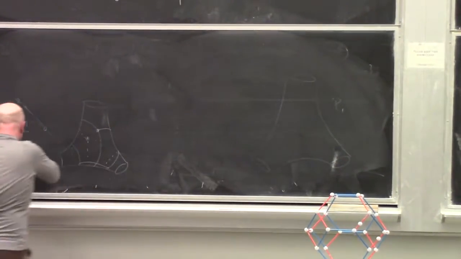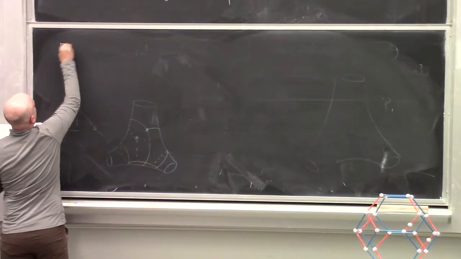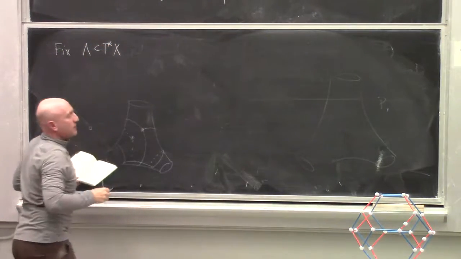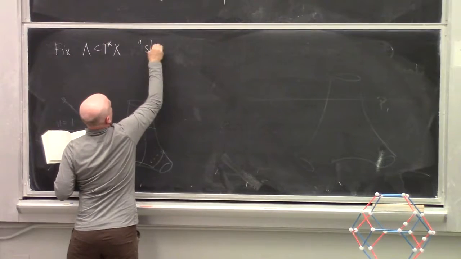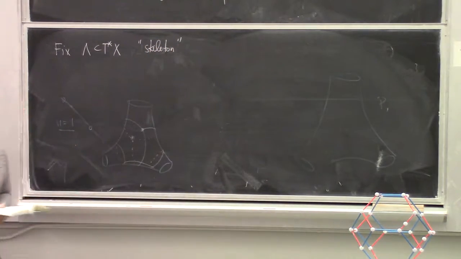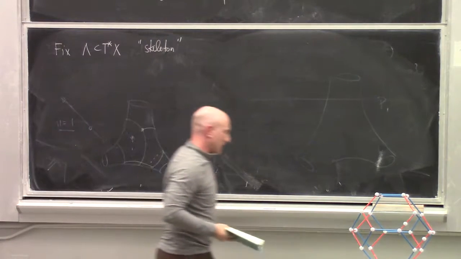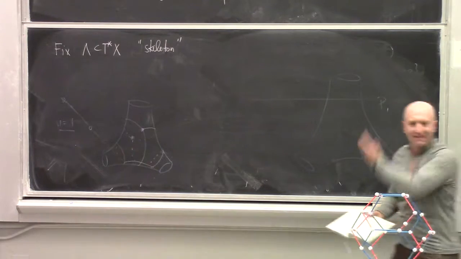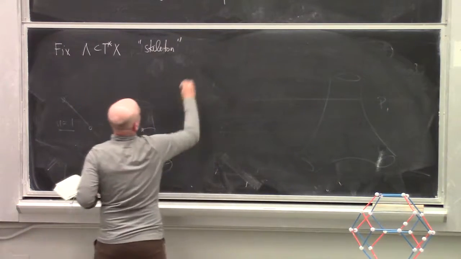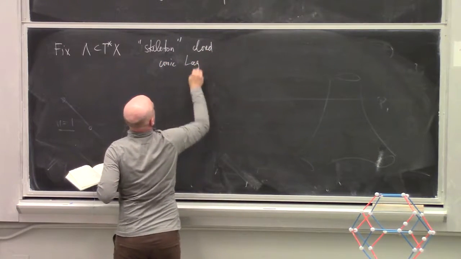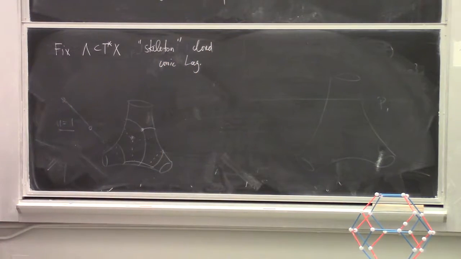So, let's now fix Lambda inside T*X. This is our skeleton. Think of the formal properties that you like of a skeleton. It's Lagrangian, it's conic, it's closed. Anyway, this is the kind of guy you want: a closed, conic, Lagrangian. This is where you're interested in having your sheaves supported.